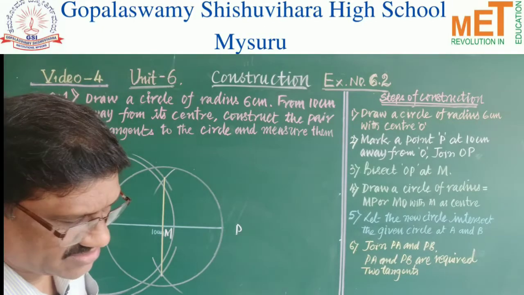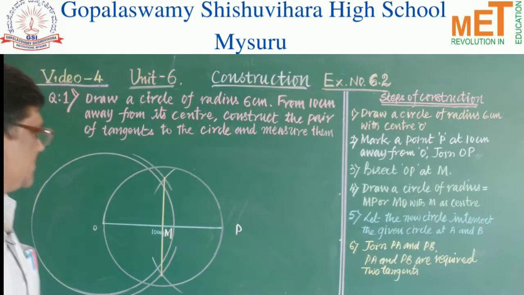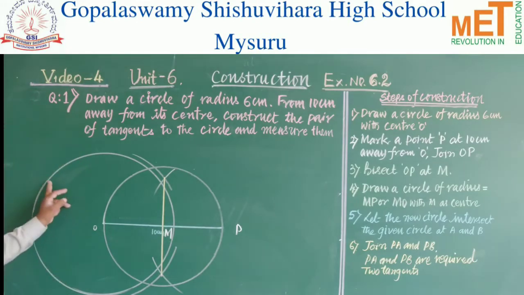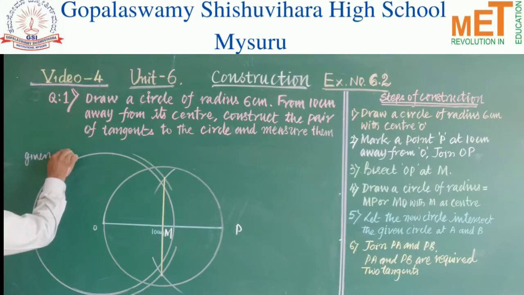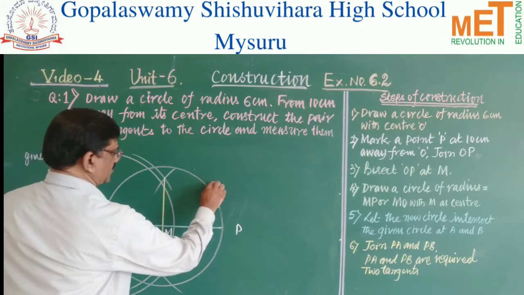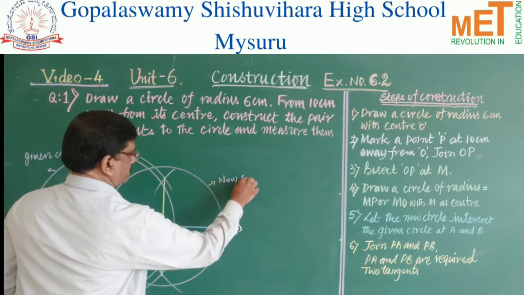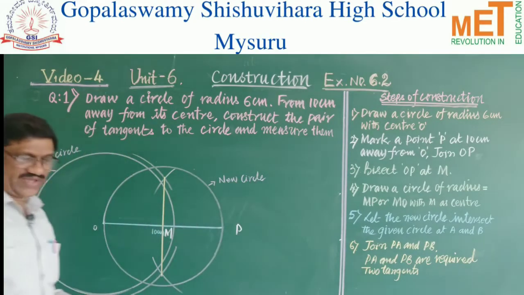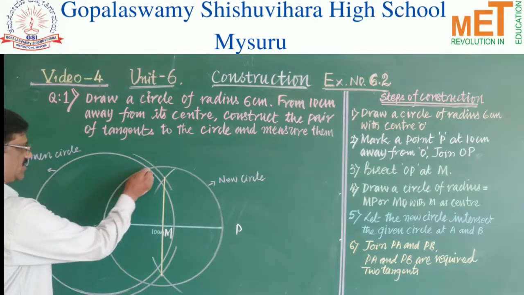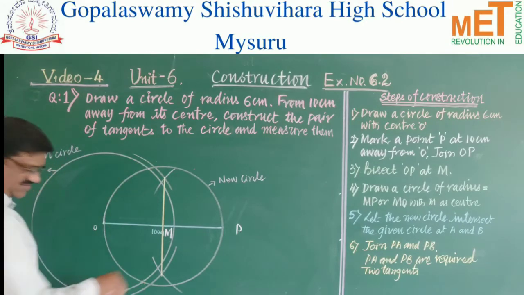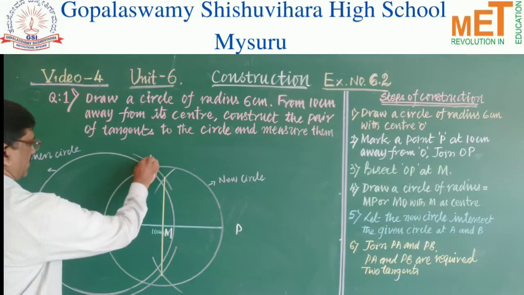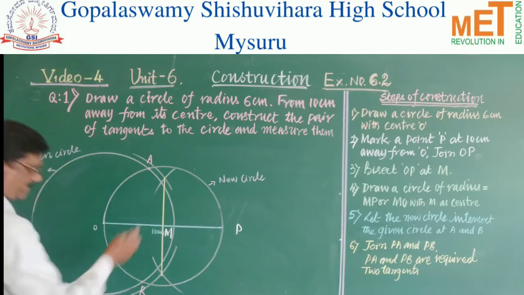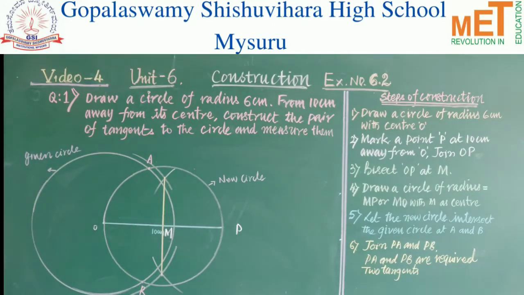You see where the new circle cuts the given circle. The given circle is this one, and this is the new circle. Where it cuts the given circle, here, name them as A and B.